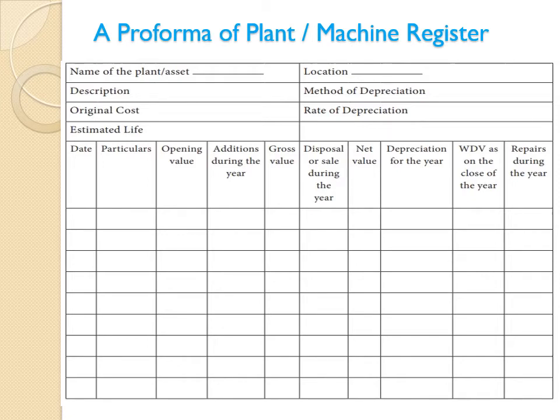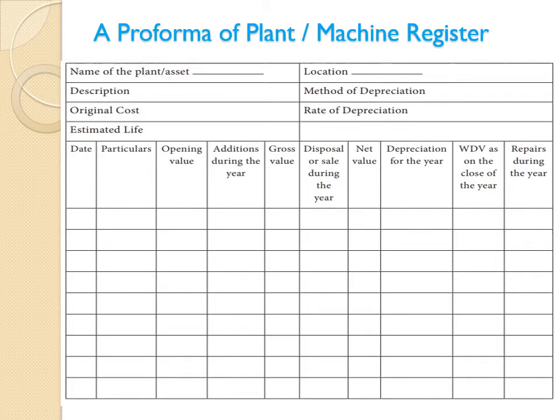First column is date, then particulars, then opening value, then additions during the year, that is gross value, then disposal or sale during the year, then net value, depreciation for the year, written down value as on the close of the year, replaced during the year. These are the particulars about the machine.